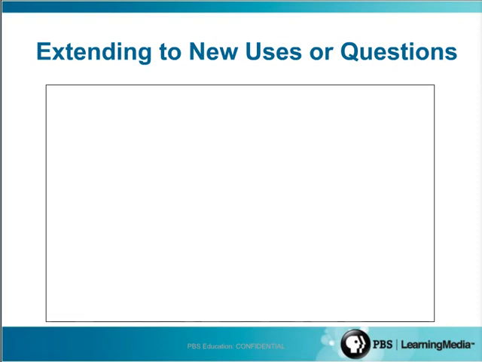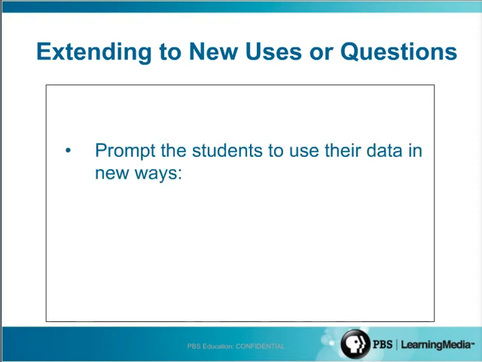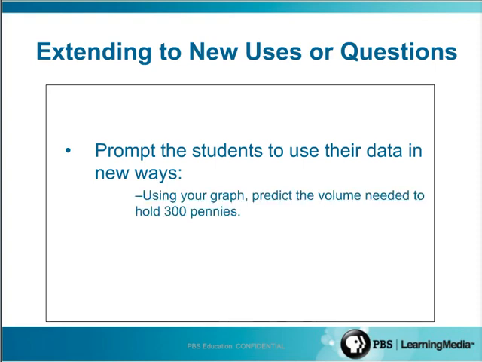So I asked the students, hey, what can we do with our data? For instance, that line of best fit, now that we've got that, can you use your graph to predict the volume that's needed to hold 300 pennies? Some students had asked things like that. Can I build a boat with a volume less than 1,000 and still hold more than 200 pennies? That was some of the questions.